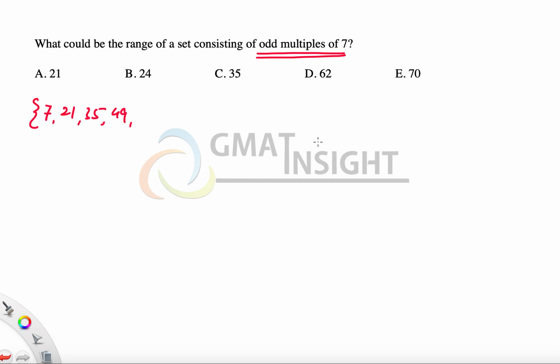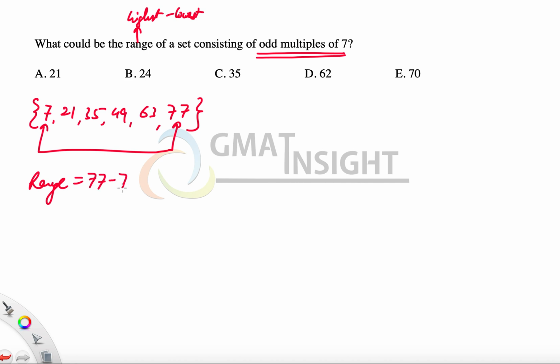That means I have to write as many odd multiples of 7 so that the range, which is the highest value of the set minus the lowest value of the set, is either 70 or greater than that, not less than that. So I don't stop at 7 into 7, 49, I go on: 7 into 9 is 63, then 7 into 11 is 77. When I stopped at 77, I could quickly see that I have my answer available, because one of the possible ranges could be 77 minus 7, which is equal to 70, which is my option E. That's how I got the answer of this question in the very first attempt.